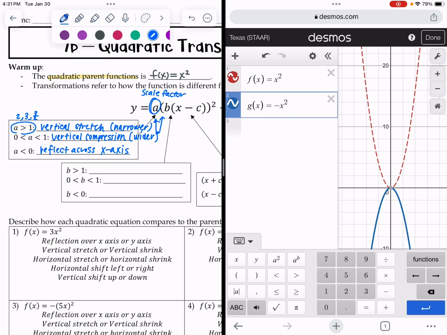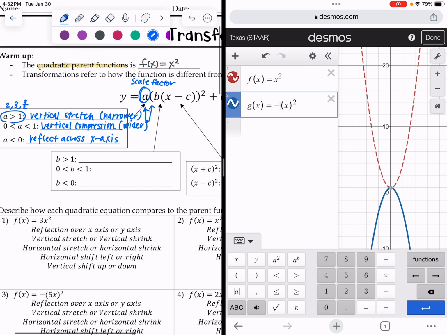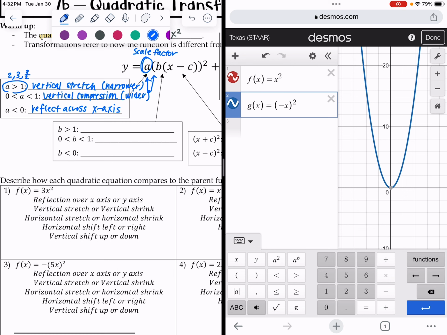In fact, if I put parentheses around this x, and put the negative inside, we don't see the reflection anymore. It looks like the parent function. If I delete it and put it outside the parentheses, now I see it. And so a negative inside the parentheses is actually called a reflection across the y-axis, which is our axis of symmetry, which is why we don't see it.